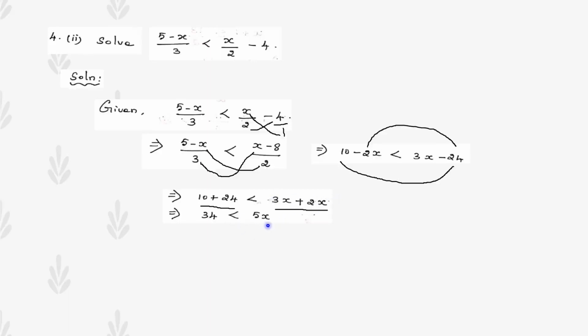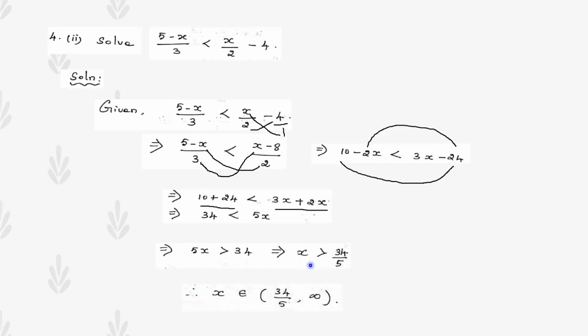So 5x is the greater value. So we can rewrite it as 5x greater than 34, which implies x is greater than 34 divided by 5. So the answer is that the value of x must be greater than 34 by 5.